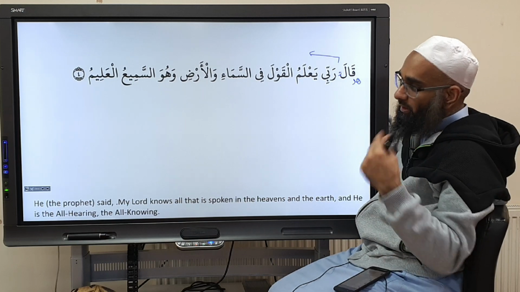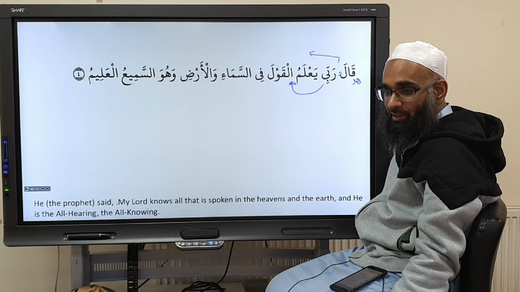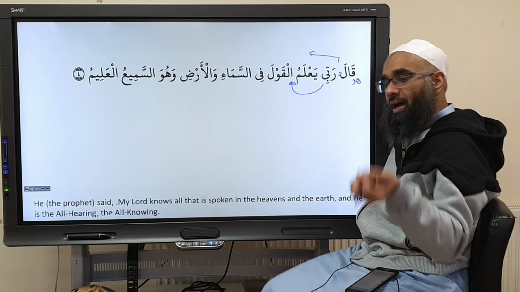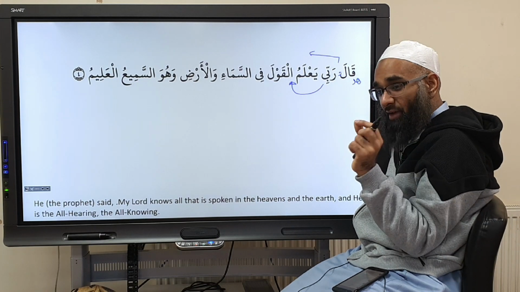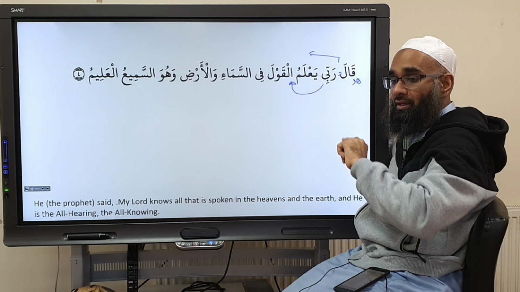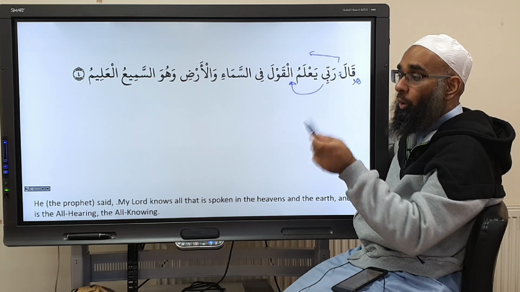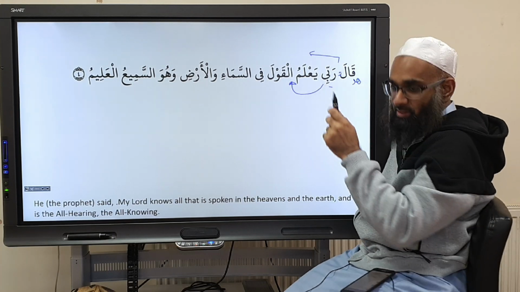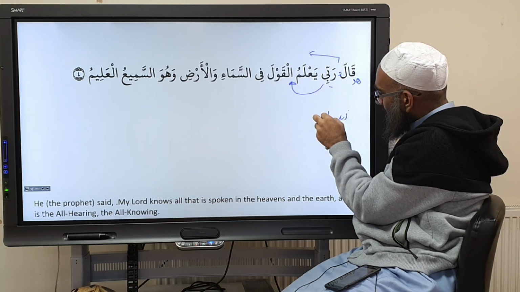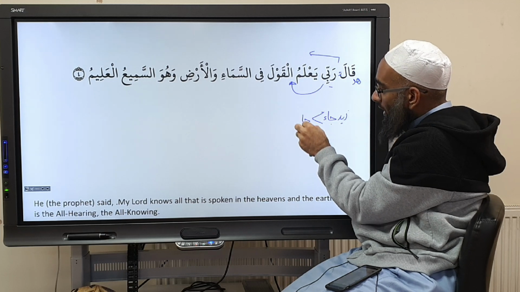Now here is a balaga point. Instead of saying ya'lamu Rabbi al-qawl, what do you say? Rabbi ya'lamu al-qawl. What's the difference? It's more emphasis. When you bring the mubtada, and you bring a jumla fi'liya, you have the mubtada first. So instead of saying daraba Zaydun, you say Zaydun daraba. It creates emphasis. Rabbi ya'lamu, my Lord knows. It is my Lord that knows. By bringing Rabbi first, it creates emphasis. Correct? So Zaydun ja'a is more emphatic than ja'a Zaydun.